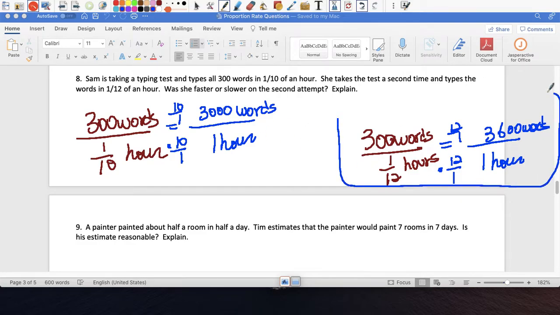So was she faster the first time or faster the second time? Well, I think she was faster the second time, right? Because at that rate, she would have typed 600 more words. So the second time was faster.